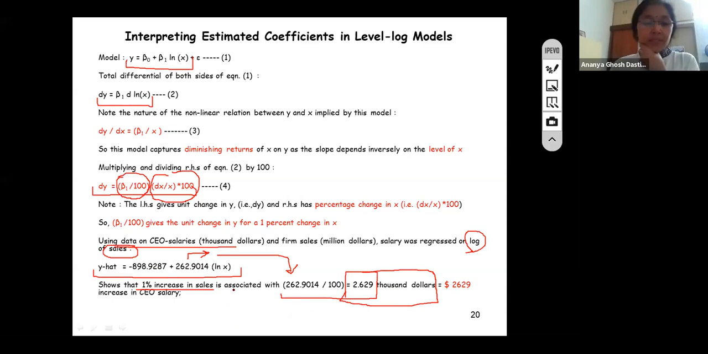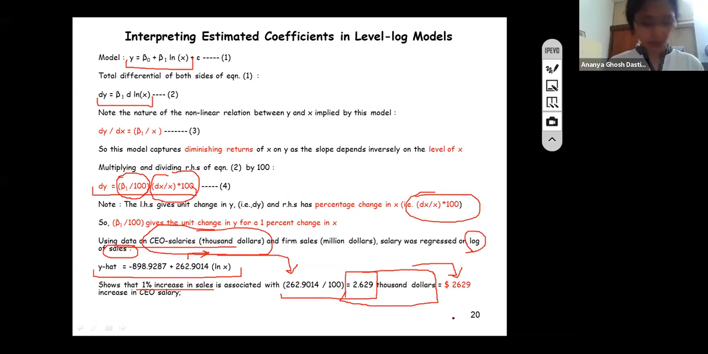Now this 1% increase in sales is coming out of this thing being equal to 1. Now we don't like to say $2,629,000. Why am I saying that anyway? Because I know that CEO salaries are measured in $1,000. So I will just multiply this with 1,000 and say that it increased by $2,629. Okay.